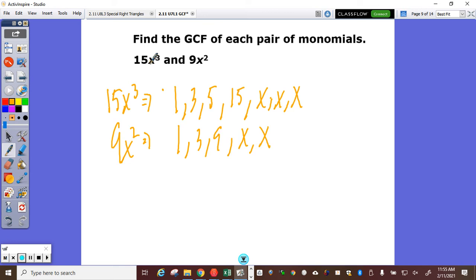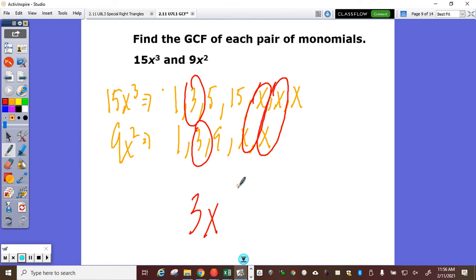All right? So, from the numbers, the largest number that they both have in common is 3. So we have a 3 here. Now, I have a pair of x's here, and I have a pair of x's here. I have nothing else to match this up to, so my common factors are 3xx, which is 3x squared. That's the greatest common factor between 9x squared and 15x squared.